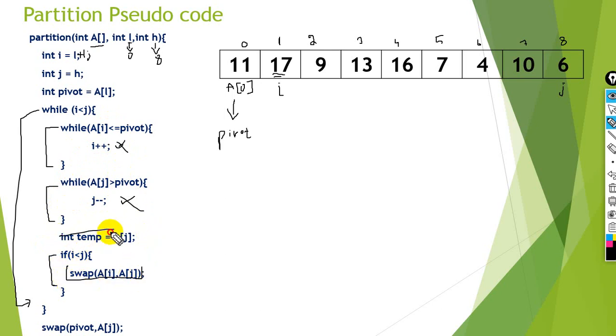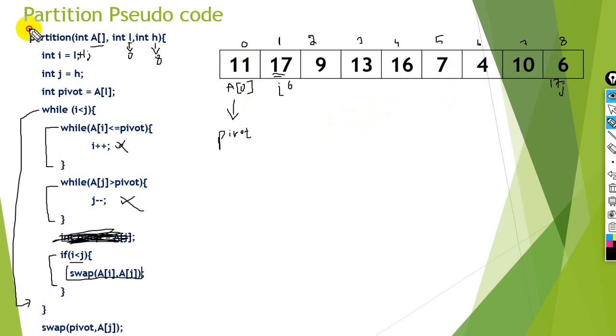So now just skip this value for a while. Okay, so now if I is less than J, then the values will be swapped. So these two values will be swapped: 6 will be here and 17 will be here, and we will do this process again and again till we find the actual position of the pivot value.